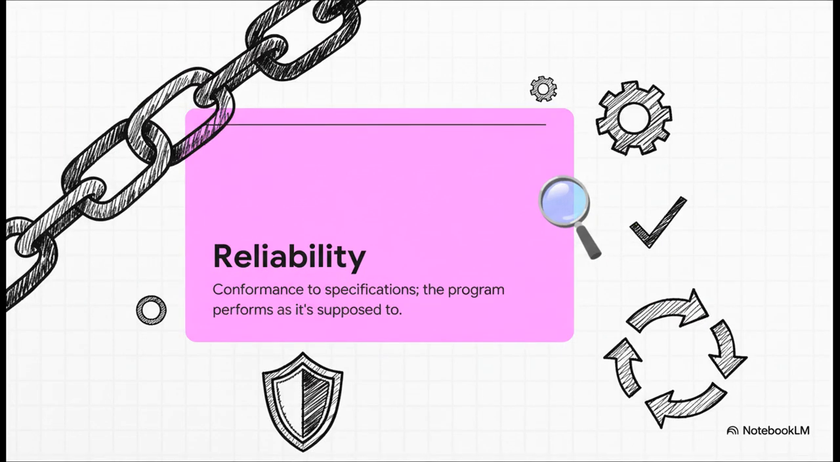And last but not least, reliability. This is the big one. Does the program actually do what you told it to do? Does it crash? Does it give you weird, unexpected results? You know what I'm talking about. This is where things like type checking come in. Stopping you from accidentally trying to add a number to a word, or having solid ways to handle errors when things go wrong. That's what makes a language reliable.